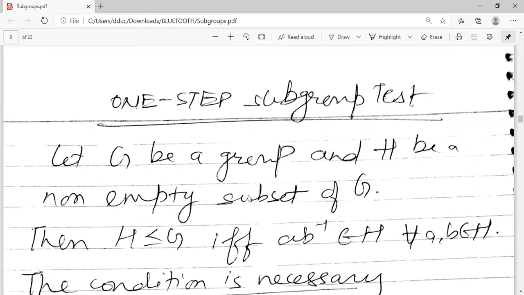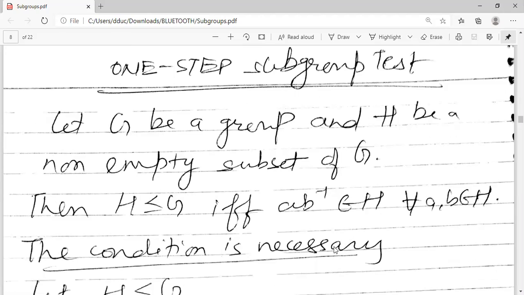Let G be a group and H be a non-empty subset of G. Then H is a subgroup of G if and only if A times B inverse belongs to H for every A, B belongs to G. So you have a non-empty subset of a group G, and if you want to prove that it is a subgroup, then you just check this thing: A times B inverse. If it is a member of H, then your subset becomes the subgroup. So we have to prove this.